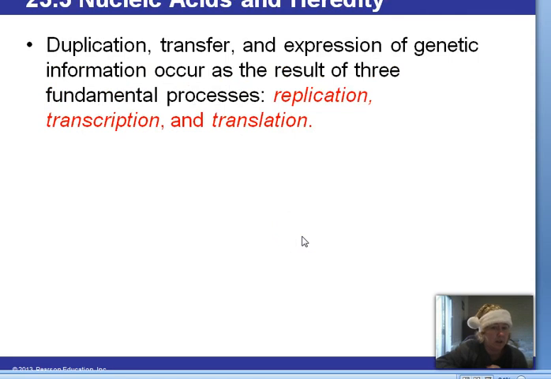Okay. Duplication, transfer, and expression of genetic information occur as a result of 3 fundamental processes: replication, transcription, and translation. Replication is just making another copy of your DNA. Transcription is going from DNA to RNA, and translation is from RNA to protein.